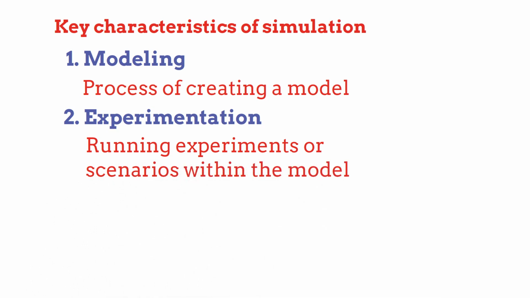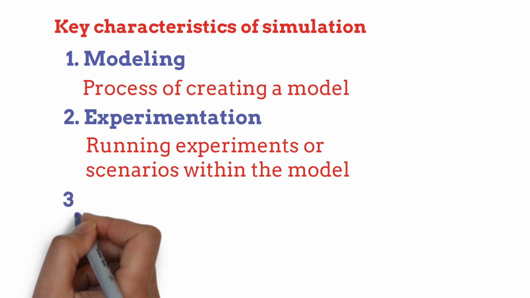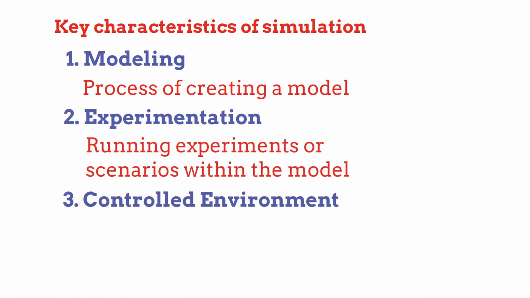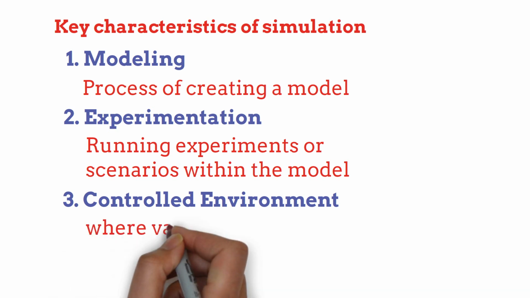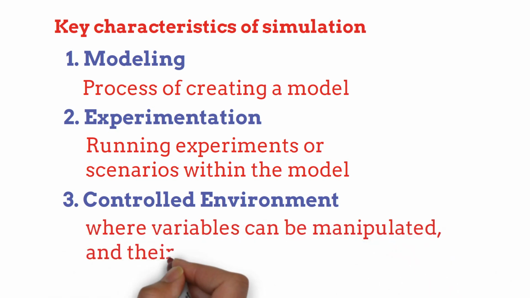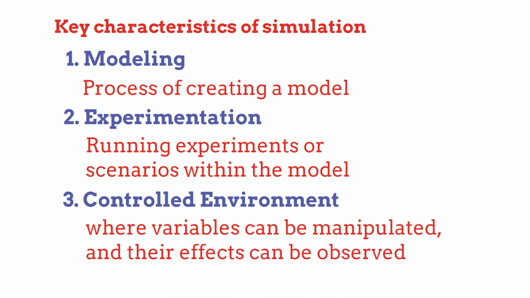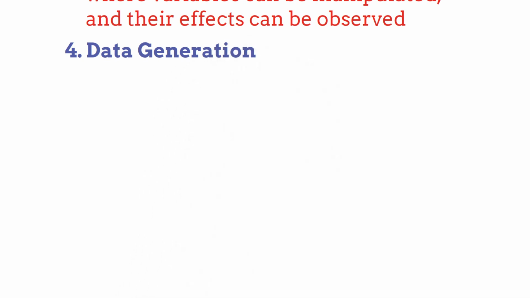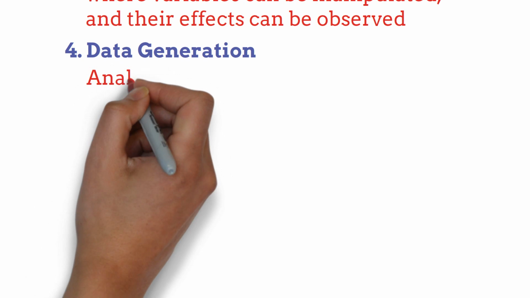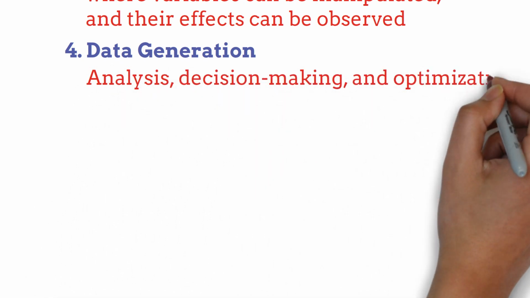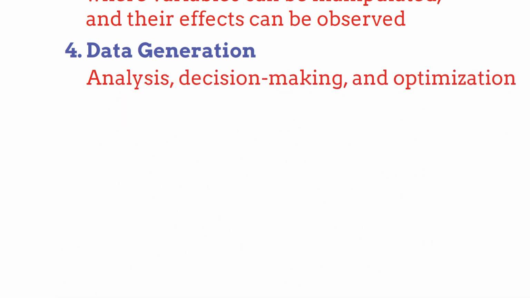under various conditions. Number 3, controlled environment. Simulations provide a controlled and repeatable environment where variables can be manipulated, and their effects can be observed without affecting the real system. Number 4, data generation. Simulations generate data that can be used for analysis, decision-making, and optimization. This data can include performance metrics, outcomes, and insights into system behavior.